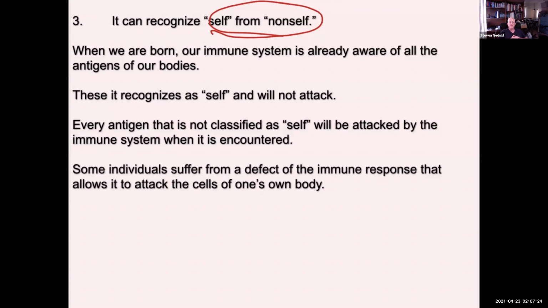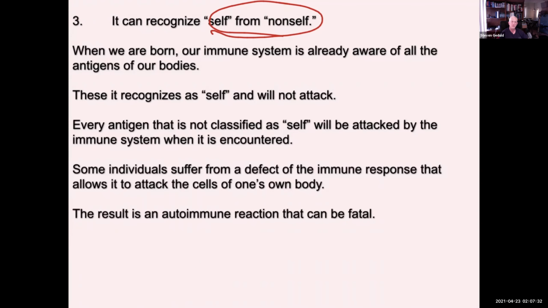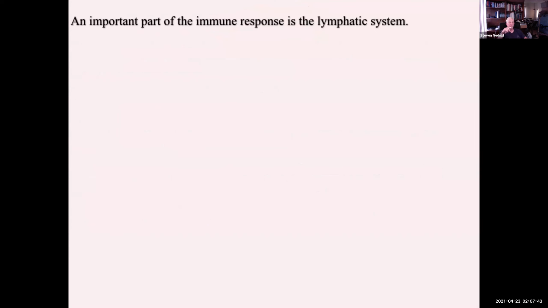Some individuals suffer from a defective immune system response that allows it to attack the cells of its own body. That's an autoimmune disease. The result is what's called an autoimmune reaction, and autoimmune reactions can be fatal because you're destroying the body.